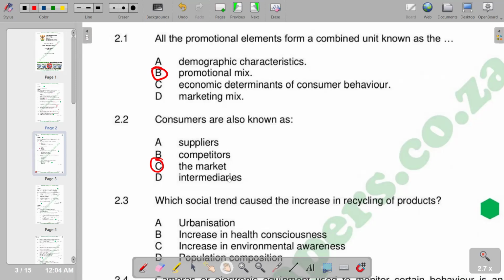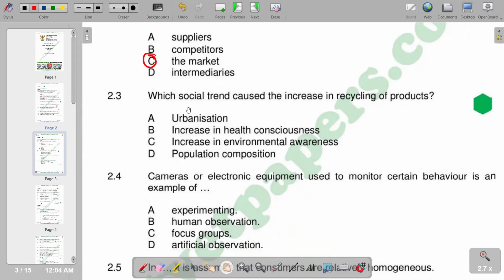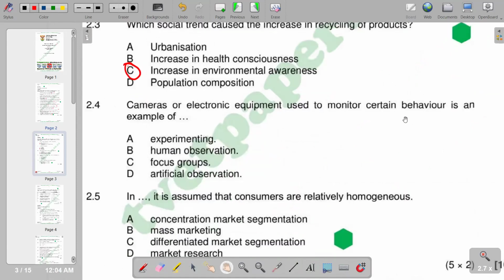Then we go to the next, 2.3. Which social trend caused the increase in recycling of products? So according to the responses that we have, I would say that it is increase in environmental awareness. Then we go to 2.4. Cameras or electronic equipment used to monitor certain behavior is an example of artificial observation.